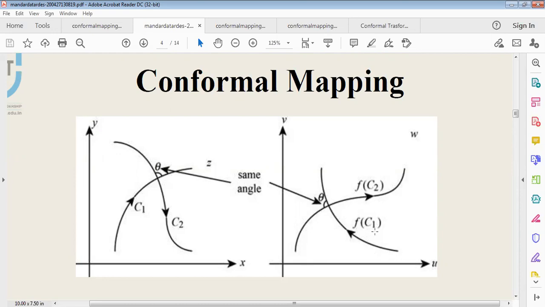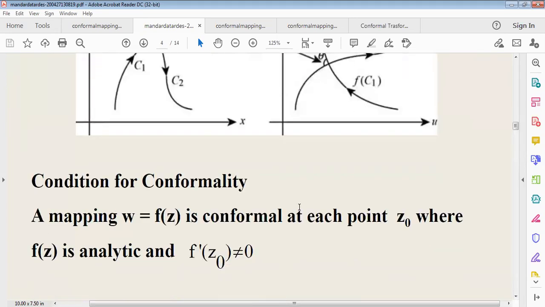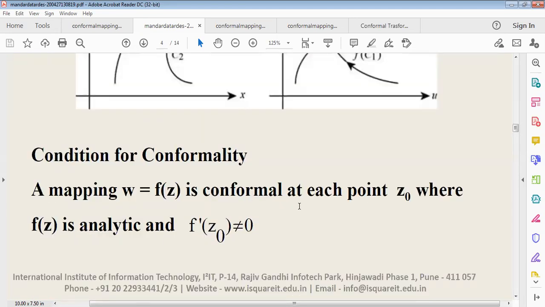In this case, the first curve will be f of C1, and the other curve will be f of C2, because this is the image of this curve. Remember it. So the preserved angle is theta, the same angle. If the same angle occurs, this mapping is said to be a conformal mapping. Understand, everybody? Yes, sir.